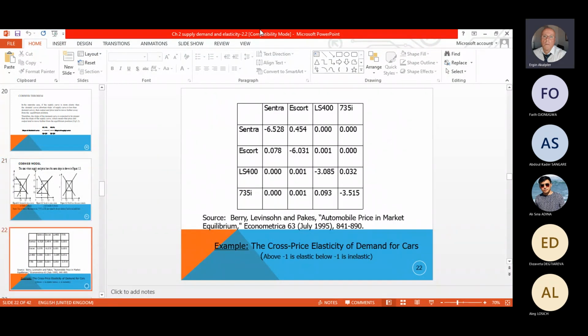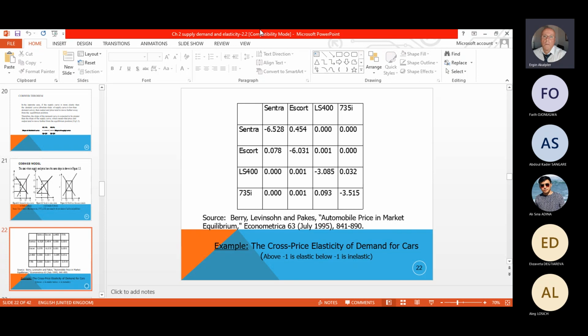As it is indicated here, we have the cross price elasticity of demand for cars, and we will see how it is affecting and changing it. As you see, the Sentra, Escort, LS, and let's say BMW 735 are given here. Sentra to Sentra, the elasticity is very high. As you see, Escort to Sentra elasticity is very low. The last, let's say wagon, elasticity is again almost zero, and for the BMW it is again zero because it is somehow rigid or more preferred.